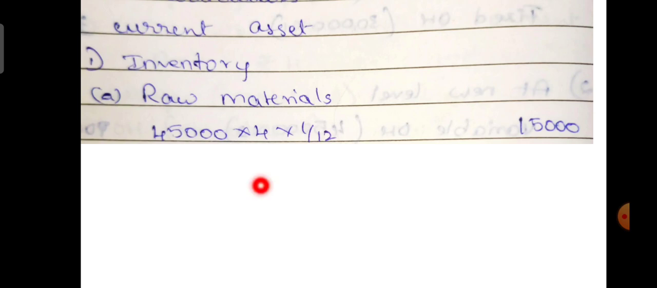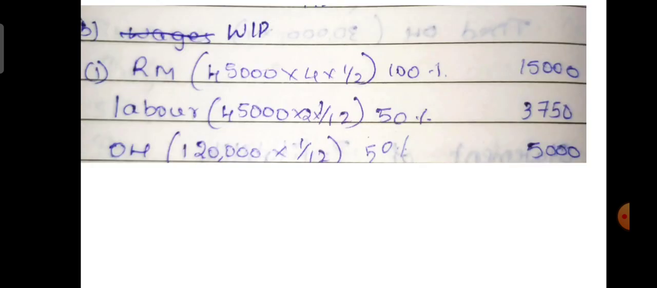So now preparing statement of working capital requirement. You need to draw 3 columns: particulars, inner column and outer column. First you need to write current assets. Under that first one, inventory. Inventory includes raw material, work in progress and finished goods. First we are writing raw material. Raw material per unit cost is 4 and raw material will be there in stores for 1 month. So 45,000 into 4 into 1 by 12, in inner column, 15,000.